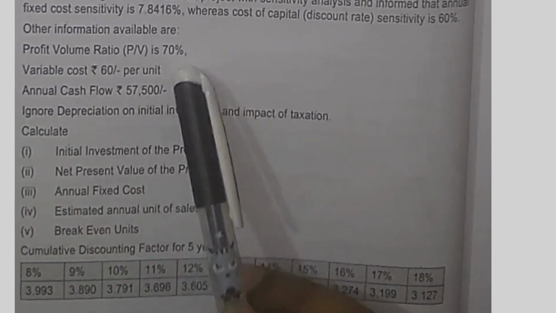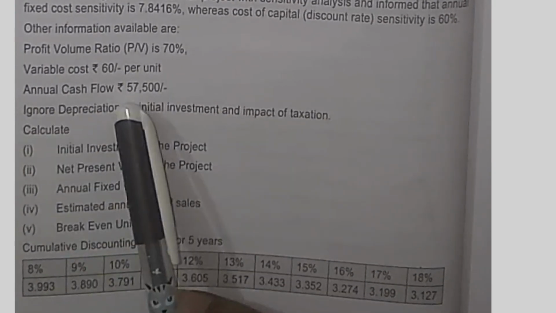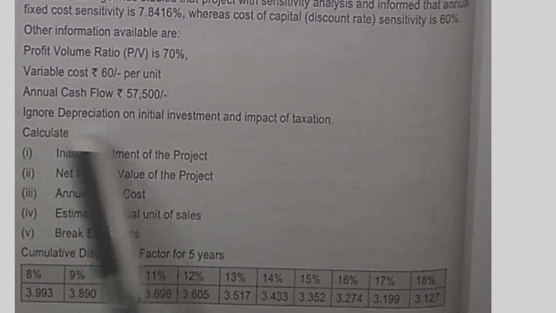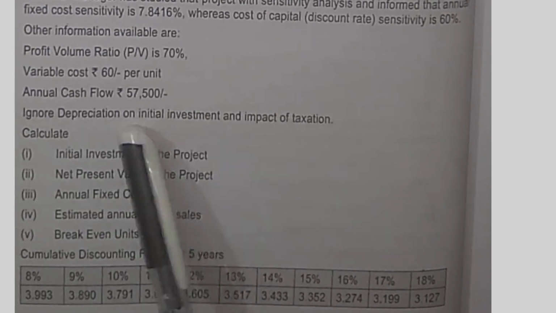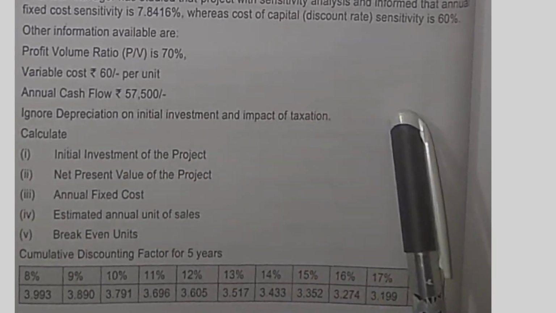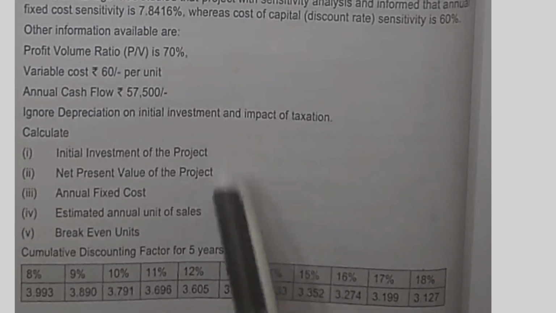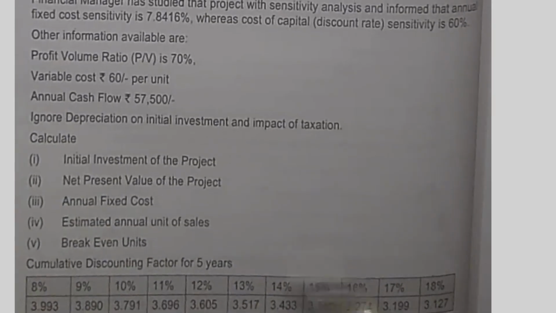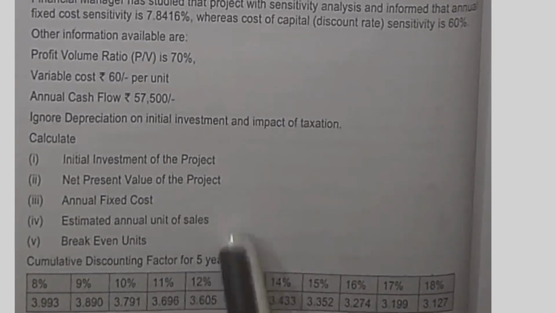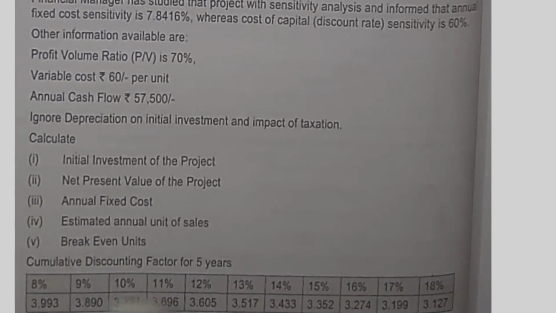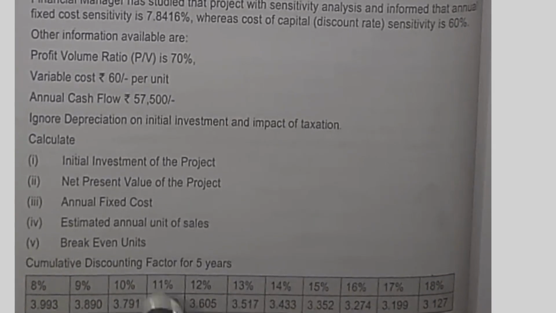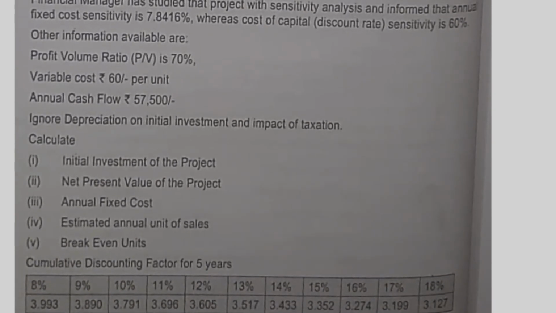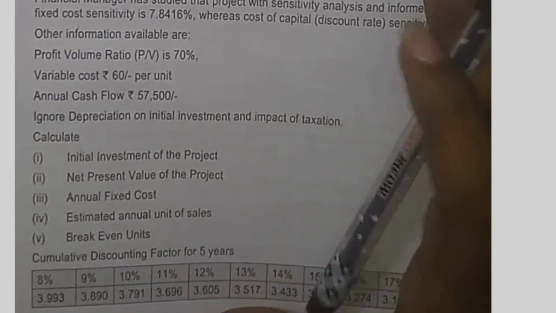Other information available is that the profit volume ratio is 70%, variable cost is 60 per unit, and annual cash flow is 57,500. Here he says to ignore depreciation on initial investment and to ignore the impact of taxation. So we have to calculate these five points and consider the annuity factors given in the question at a particular percentage of cost of capital or discounting factors. This is what the question is about.